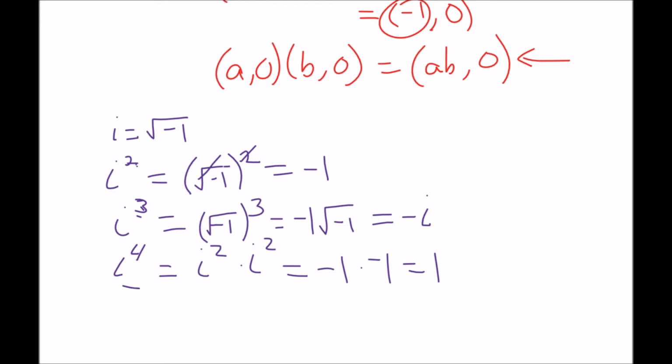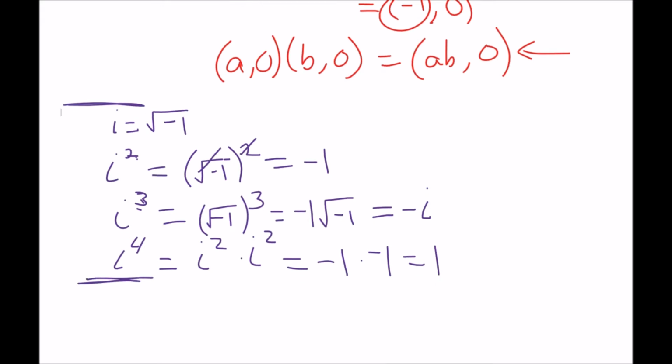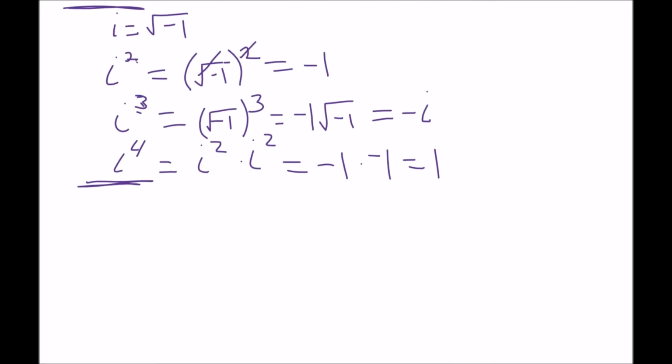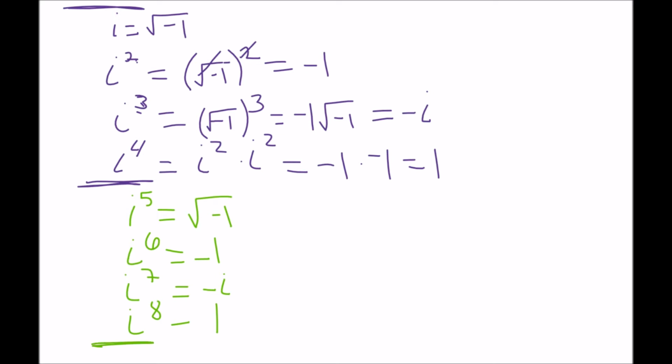So this is actually a pattern. If we were to continue this group here on, you're going to get the same thing over and over again. So let me do this in a different color. If you were to do i to the 5th, you're going to get the square root of -1. i to the 6th, you're going to get -1. i to the 7th, you're going to get -i. i to the 8th, you're going to get 1. And this is just going to keep continuing on, these 4 things.